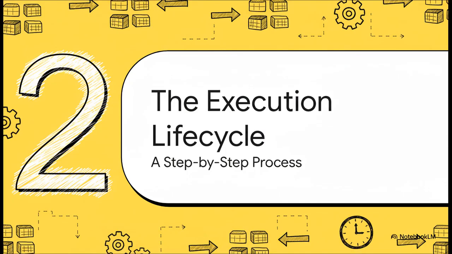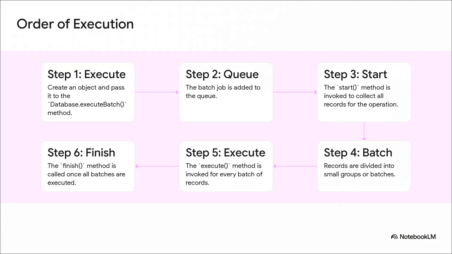Okay, so you've got your special class ready to go. Now what? Let's trace the entire journey, the full execution lifecycle. What happens behind the scenes from the moment you say, go? And here it is, the whole process laid out. It's a really logical step-by-step flow. First, you create your job and pop it into the queue. Then the start method kicks in. Its only job is to go out and collect all the records you want to process.